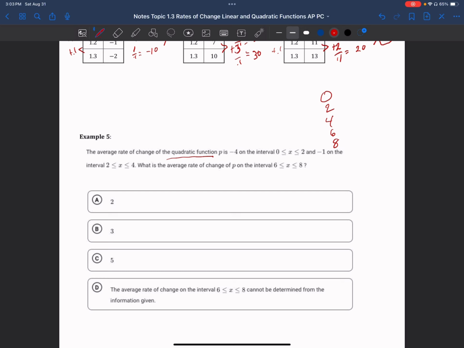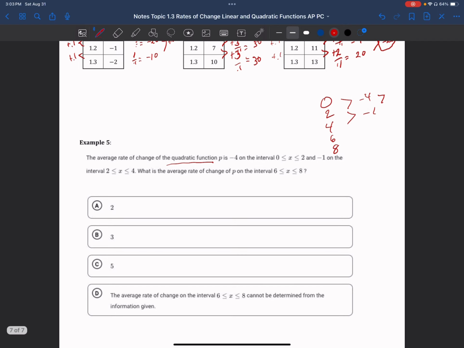And then, like I said, I'm going to create my table. On the left side, I'm going to put my domain intervals, or my inputs. And then on the right side, I am going to put the rate of change that was given to me. So they told me between 0 and 2, my rate of change is -4. And then they told me that between 2 and 4, my rate of change is -1. After that, since they told me that it is a quadratic function, I know that the change in the rate of change is going to be constant.